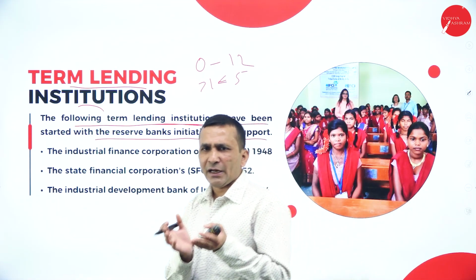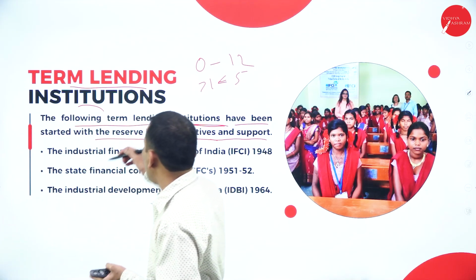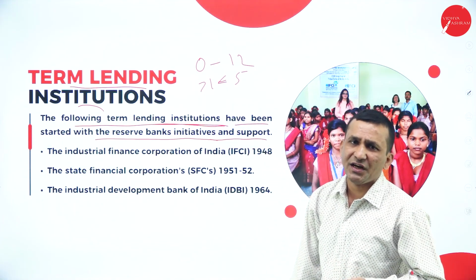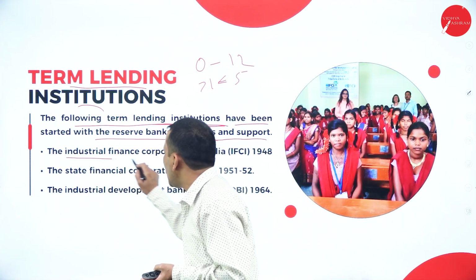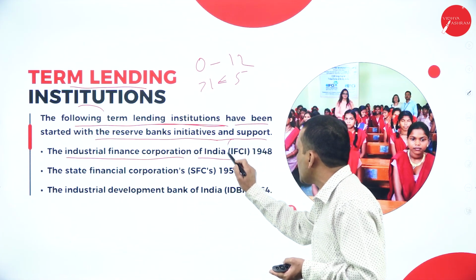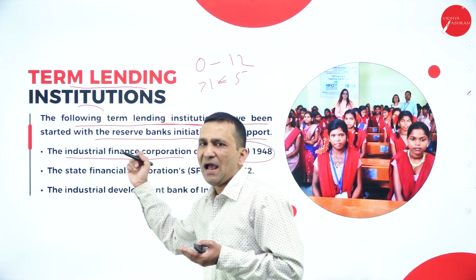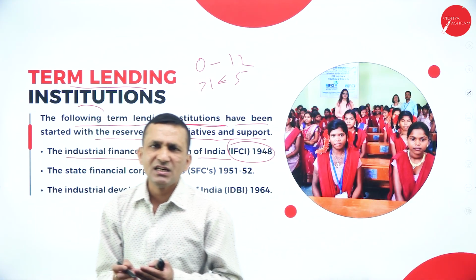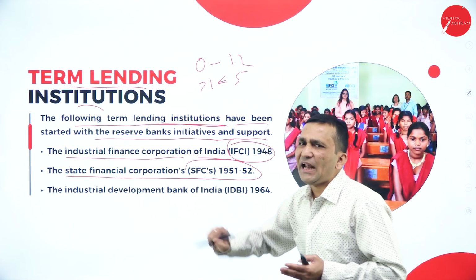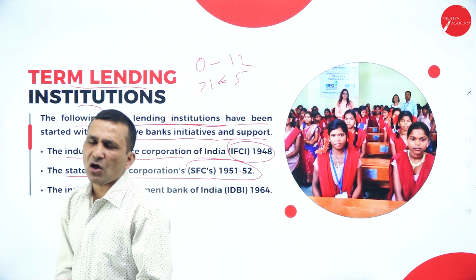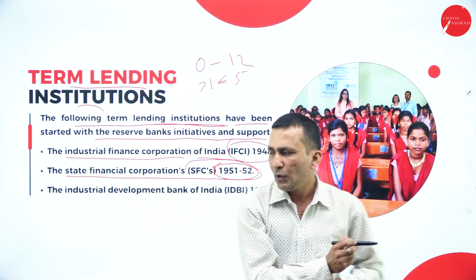So when we are talking about the national economy, if you want to increase the number of industries, of course, support is expected from the RBI as well as the Industrial Development Bank. So the Industrial Finance Corporation of India, which was established in the year 1948. The main motto of this bank is to increase industrial production. The second, the State Finance Corporation, because in each and every state one State Finance Corporation is located, which was established in the year 1951 and 52, in between.